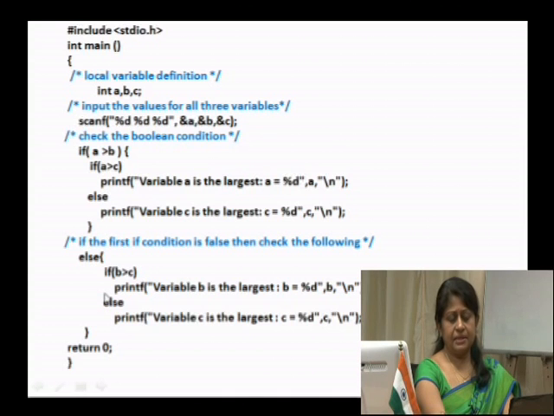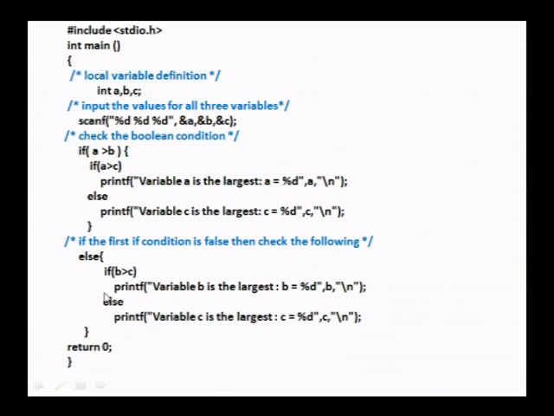Let's take another example, where the task is to find the largest of three numbers. You have three integer variables a, b and c. We input the values for all these three variables using the input function scanf. Then we check a condition: if a is greater than b. If that happens to be true, then the other variable that has to be checked is c. So in the inner if, we have if a greater than c.